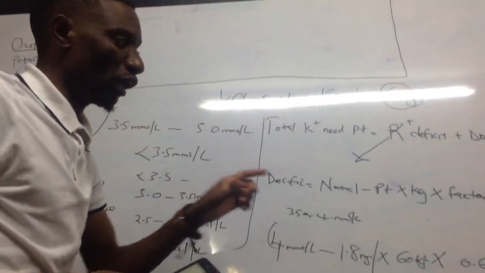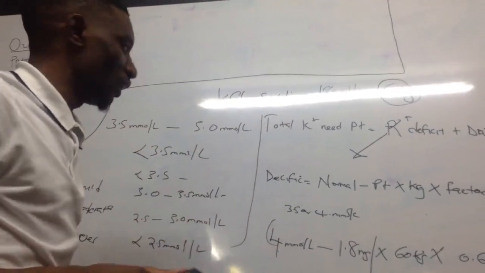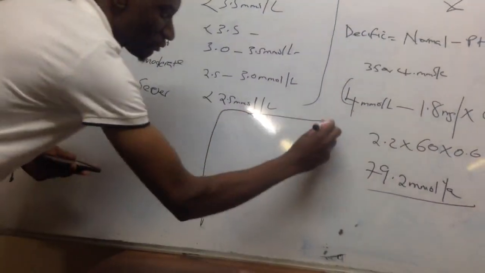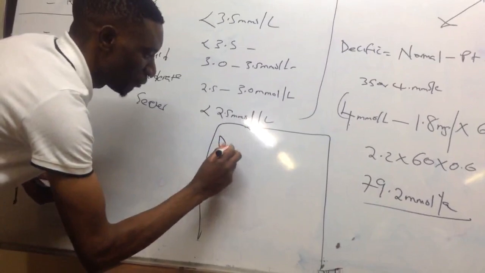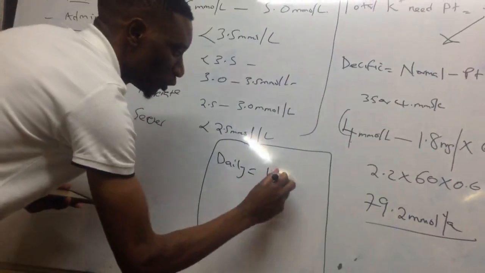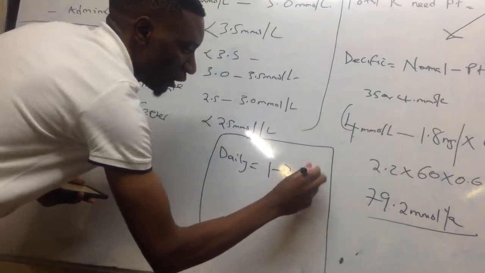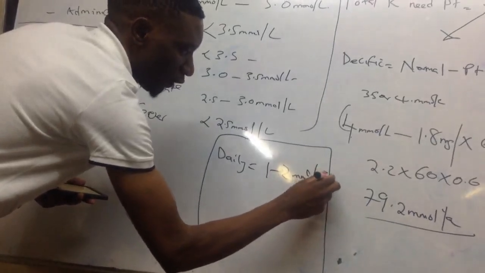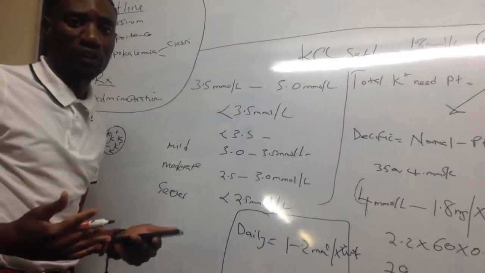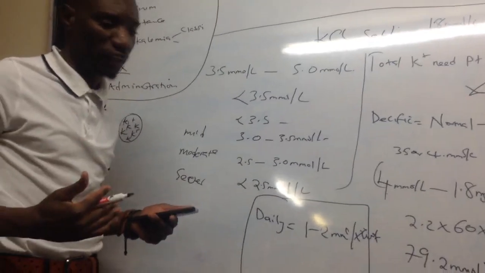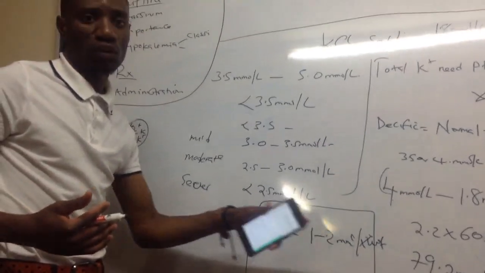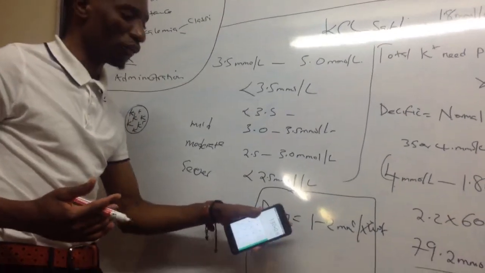So how do you come up with the daily potassium requirement for the patient? It's simple. I write it here. The daily potassium requirement for every human being is 1 to 2 millimoles per kg times the weight of that person. So if my weight is 60 kg, it's either 1 times 60 or 2 times 60. That's what I require every day. In this case, I'll use just 1.